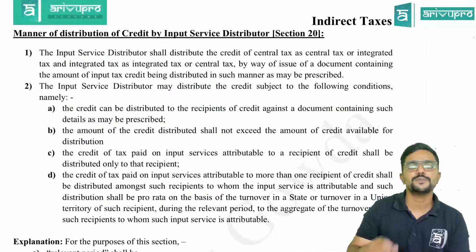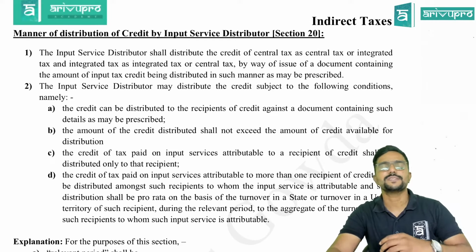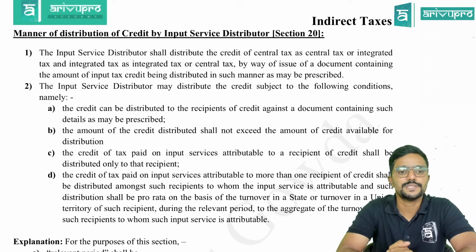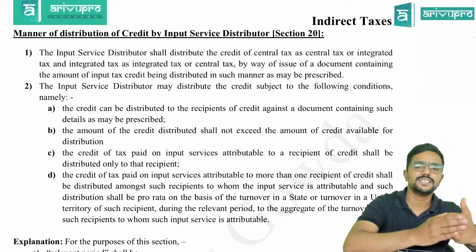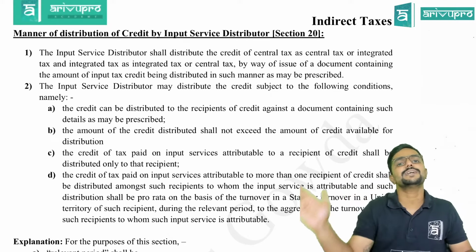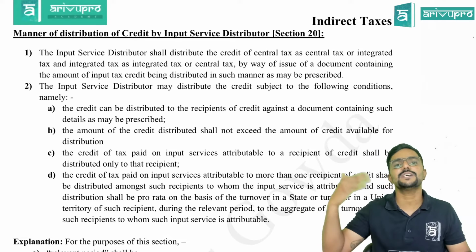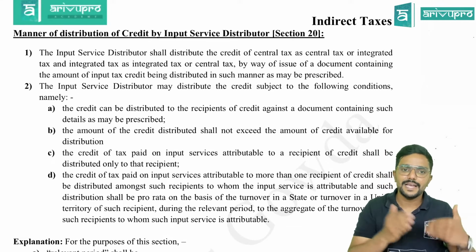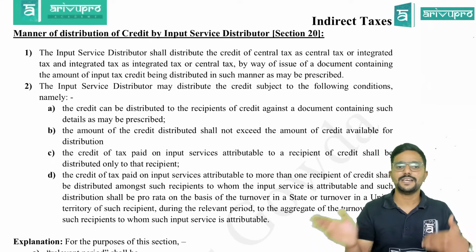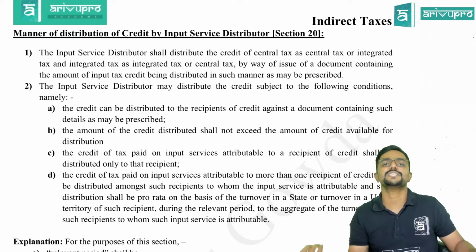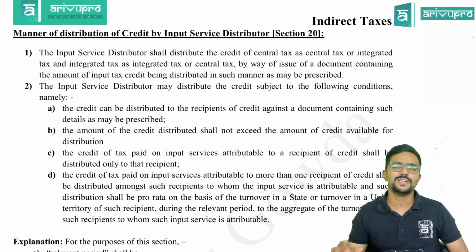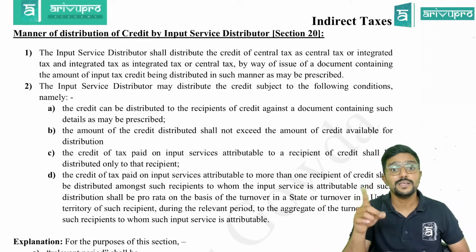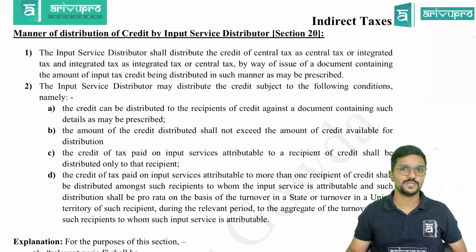So the manner of distribution of credit by an input service distributor is given in section 20. The input service distributor shall distribute the credit of central tax as central tax. That is, he will distribute the credit of CGST as CGST, or it can also be distributed as IGST, because if the branches are outside the state, then it can be distributed as IGST also. And IGST credit can be distributed as IGST or CGST also. Because both of them belong to the central government, interchangeable is allowed, only in case of distribution of credit by an input service distributor.